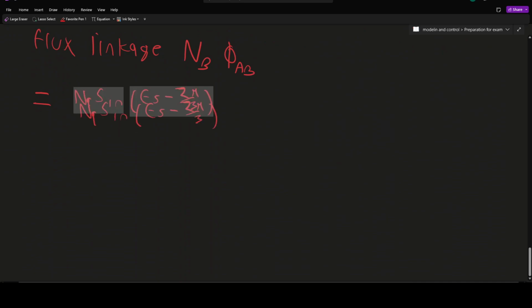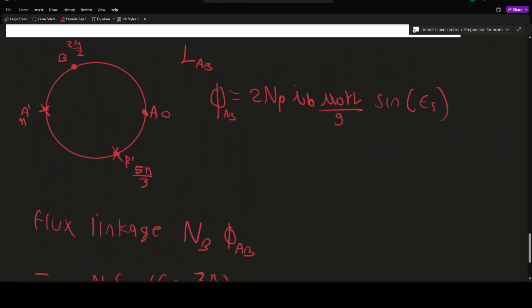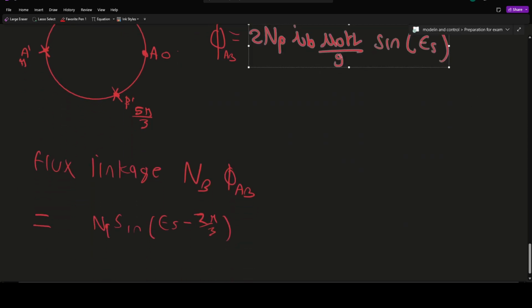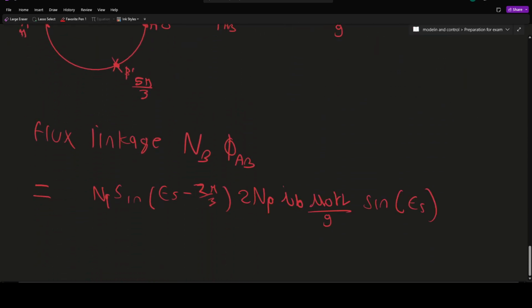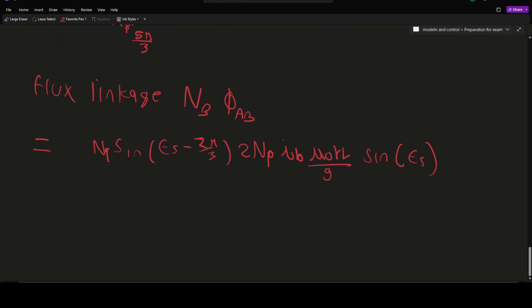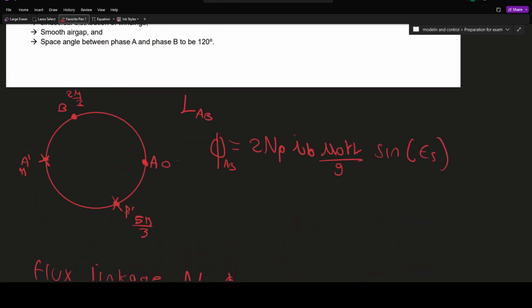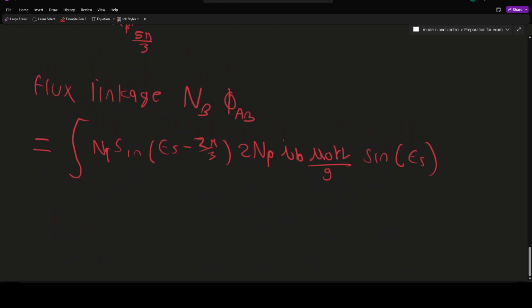So we have the number of turns in B times the inductance produced by the flux produced by the current in A in B. And now we need to integrate this. Now, where do we integrate this? We are going to do it with respect to A, because remember that we are looking for the flux in A with respect to the current in B. So this is integrated through A. It's very similar to the other examples that we have done.